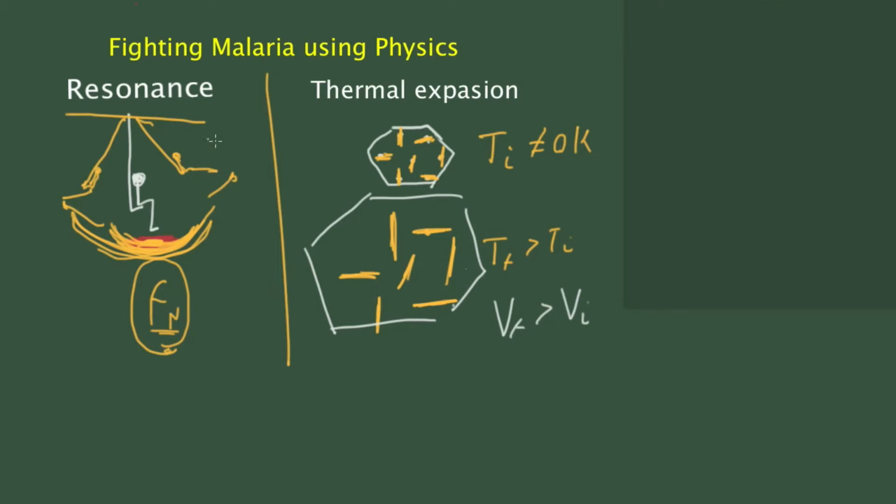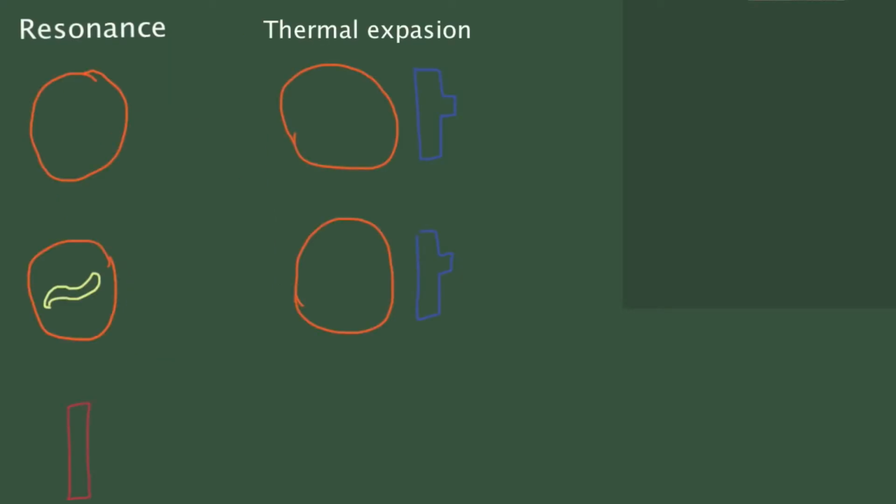Now, how do these two concepts, feeding a system with a specific frequency so that the system will respond, and increasing the temperature of a system so that it will increase its volume, help us to determine if a person is infected with malaria or not? Well, in this case, the way it works is the following. Imagine this is a red blood cell, and you have a healthy one and you have an infected one.